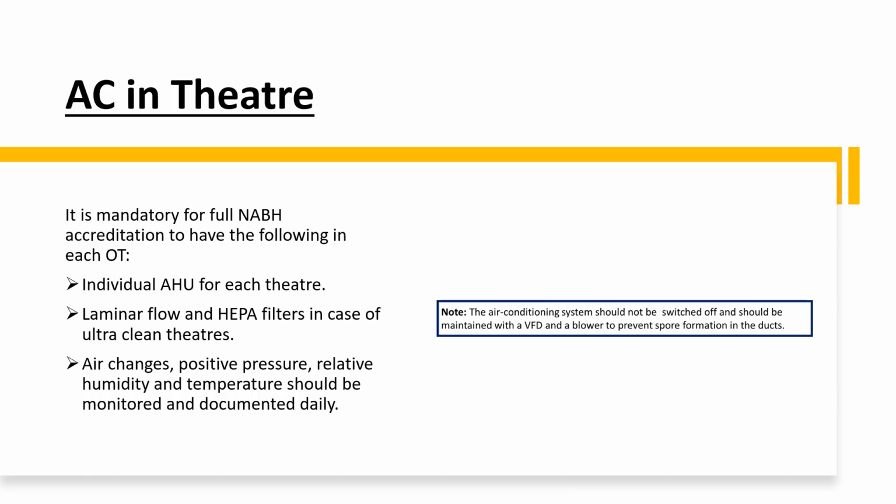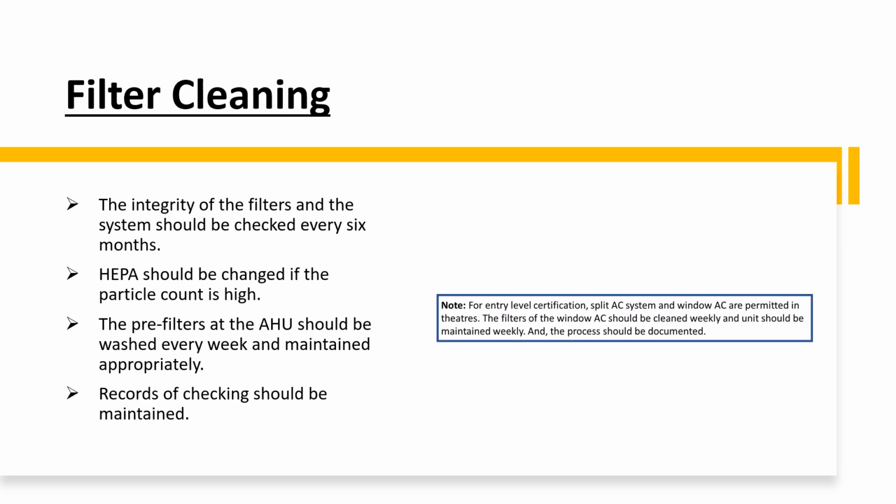It is mandatory for full NABH accreditation to have facilities such as an individual air handling unit for each theater, laminar flow and HEPA filters in case of ultra clean theaters. Air changes, positive pressure, relative humidity and temperature should be monitored and documented daily. The air conditioning system should not be switched off and should be maintained with a VFD and a blower to prevent spore formation in the ducts. The integrity of the filters and the system should be checked every 6 months. HEPA should be changed if the particle count is high. The pre-filters of the AHU should be washed every week and maintained appropriately. Records of checking should be maintained.